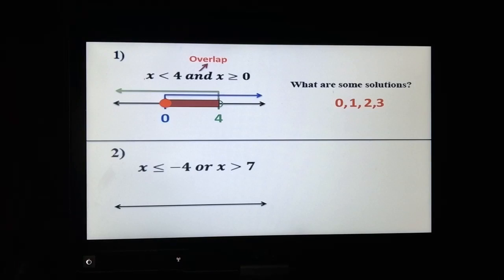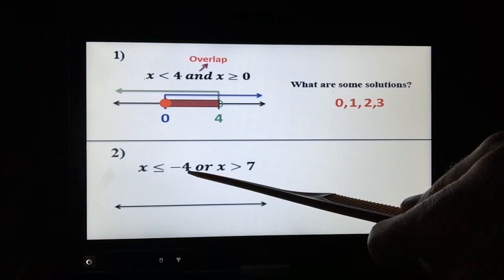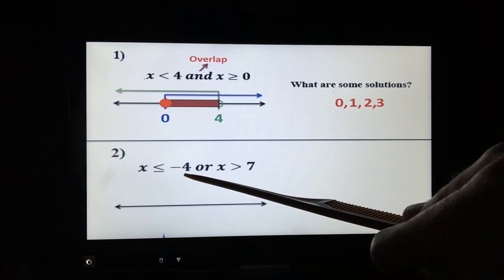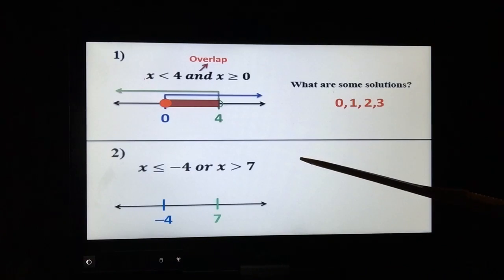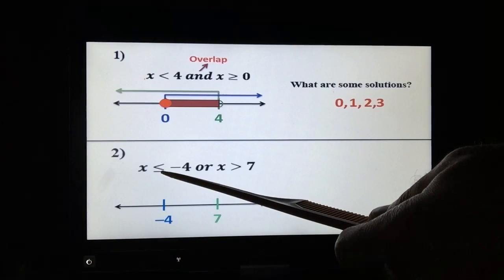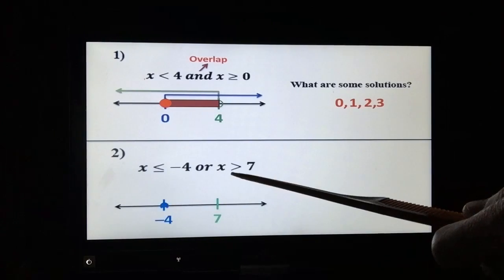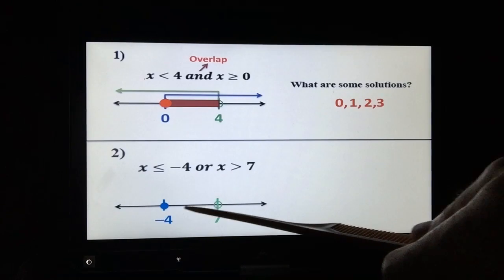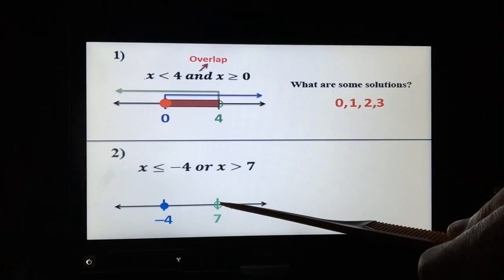All right, guys, hopefully you got this one right as well. So over here we have x is less than or equal to negative 4, or x is greater than 7. We know that negative 4 is smaller than 7, so we're going to put that one first. There is an or equal to bar here, so that's a closed circle. There is no or equal to bar, so that's an open circle.